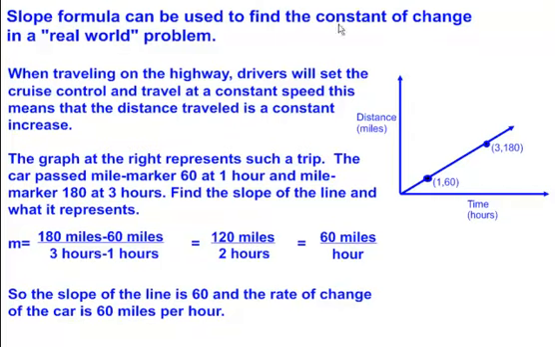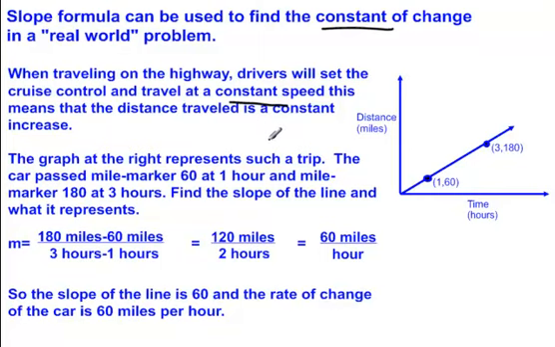We talk about constant. That's something that's not going to change. In other words, if it's a straight line, our slope is exactly the same. If it's a curved line or a quadratic function, we know that there isn't a constant. That slope will not be the same. So when traveling on the highway, drivers will set the cruise control and travel at a constant speed. This means that the distance traveled is a constant increase. The graph at the right represents such a trip.